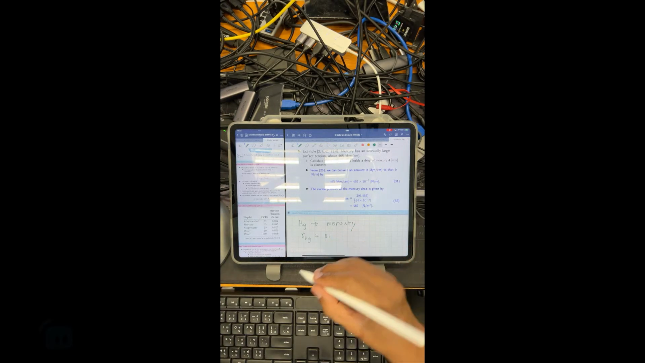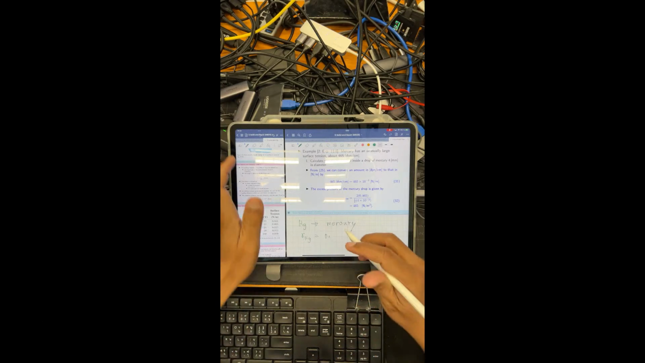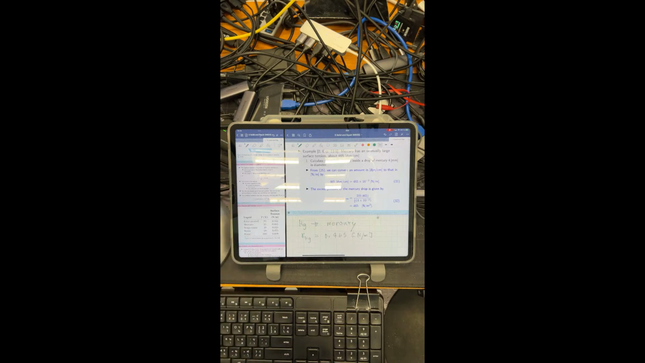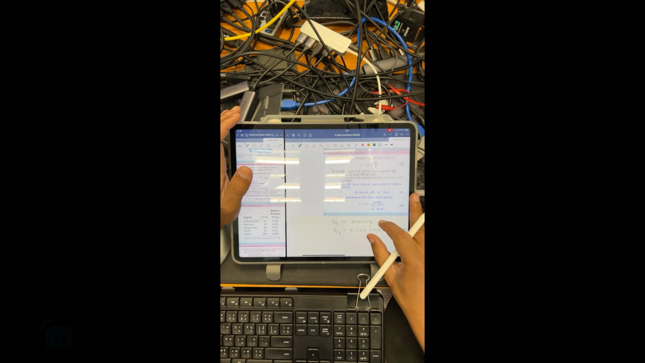0.465. The unit for surface tension is Newton per meter. The value they have provided in the table is in the SI scale, so you have to convert everything to the SI scale. Here is the surface tension. And what's next?